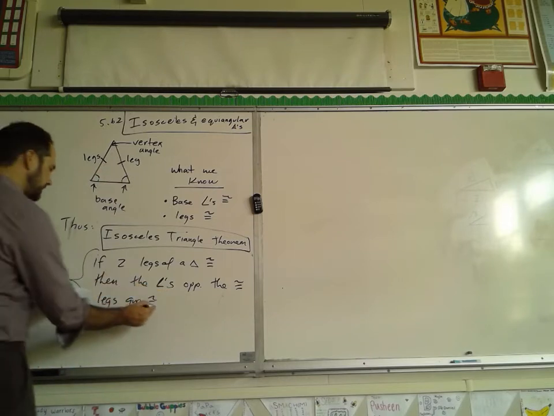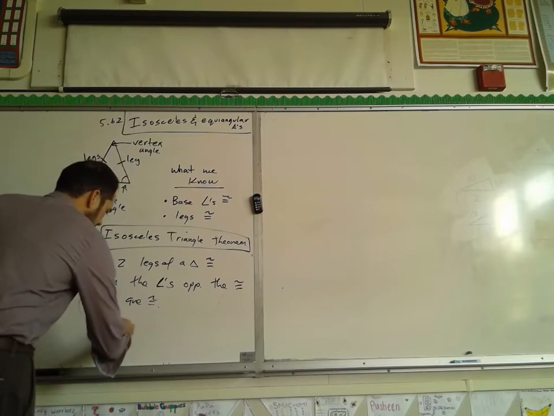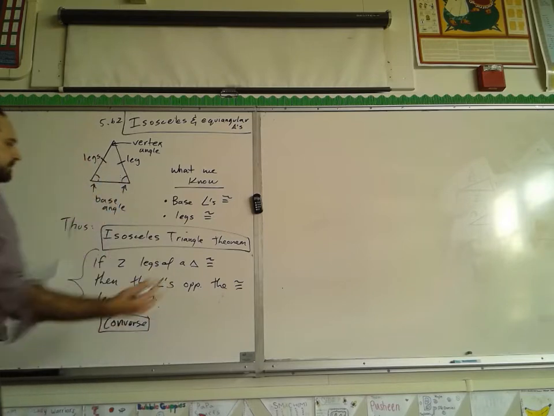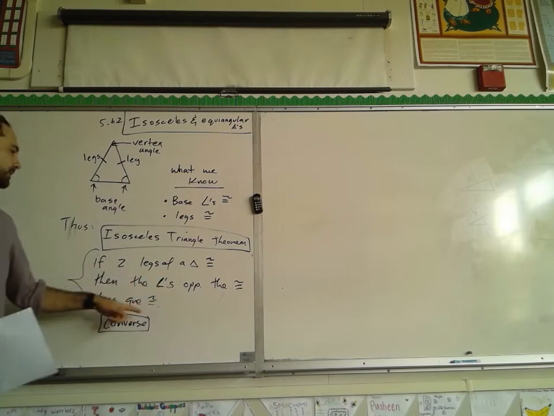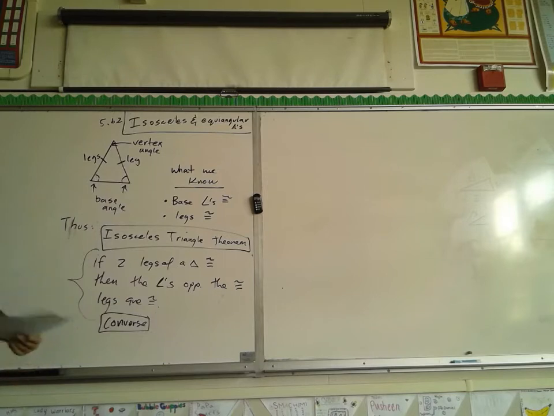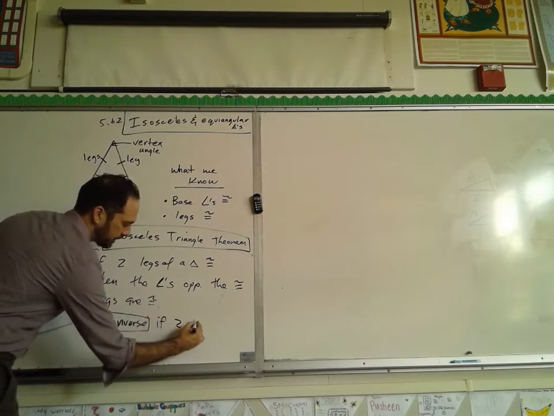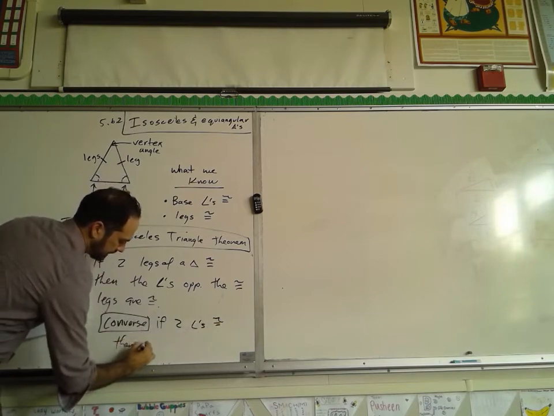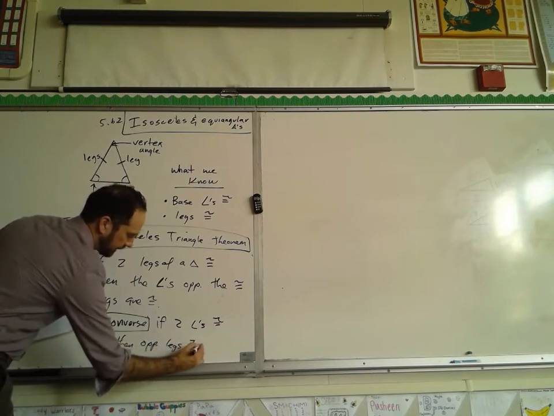There's also the converse. The converse is just looking at what the opposite means. We can think of it the other way. That's basically saying if two angles are congruent, then the opposite legs are congruent. It's just the other way around.